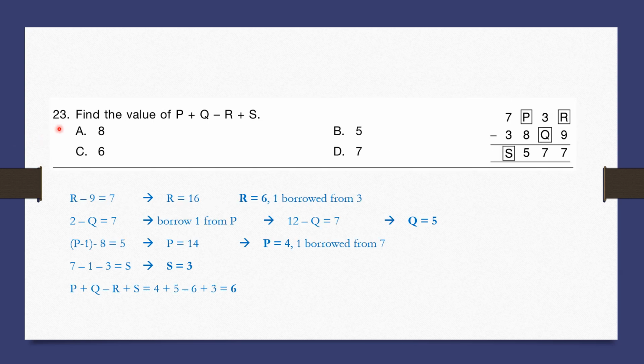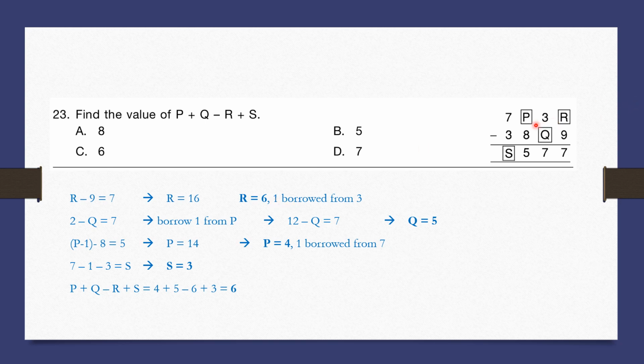Question number 23. Find the value of P plus Q minus R plus S. So it's a subtraction problem. So R minus 9 equals 7. So R will be 16. R cannot be a 2-digit number. So R will be 6 and 1 will be borrowed from the 3.